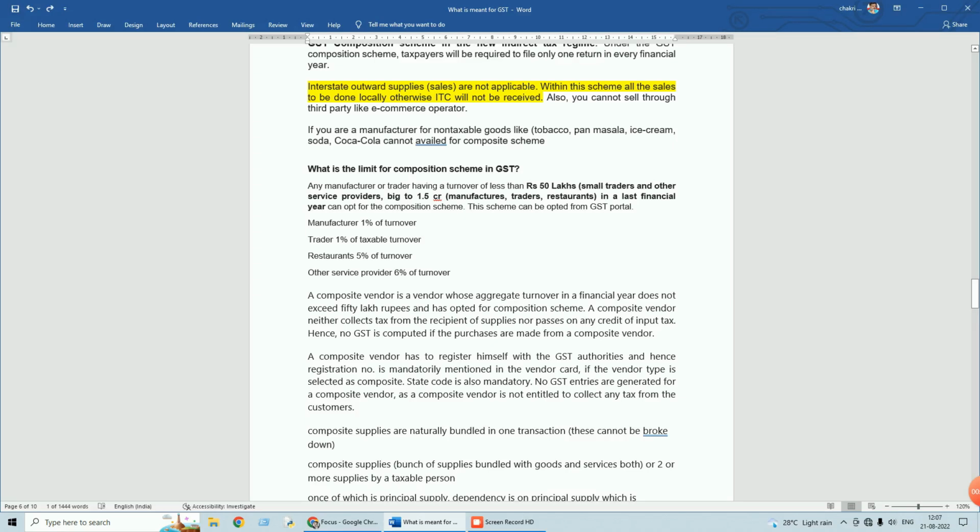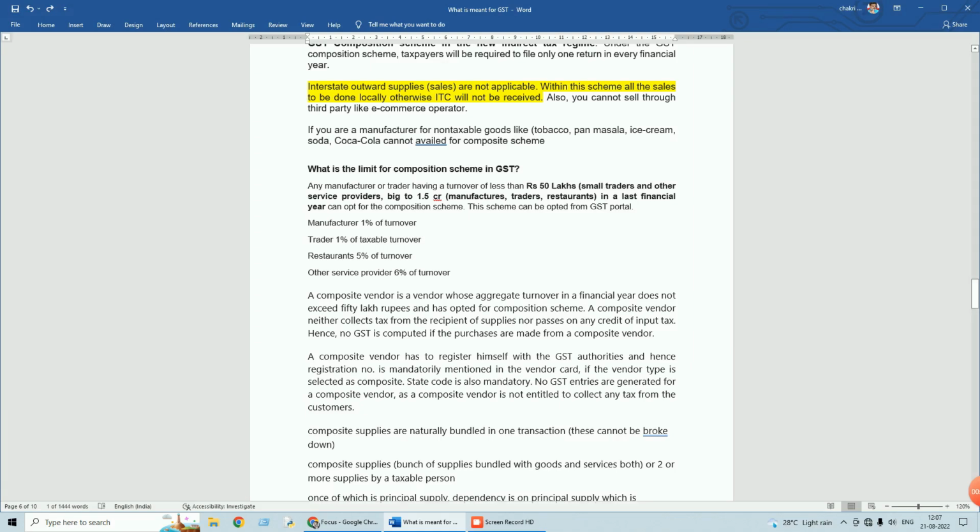There is one more thing. A composite vendor neither collects a tax from the recipient of supplies nor passes any credit of input tax. Hence, no GST is computed if the purchases are made from the composite vendor. They are not supposed to make any GST entries. He can buy from any other vendor where GST is applicable, but if he is buying from a composite vendor, GST is not applicable.